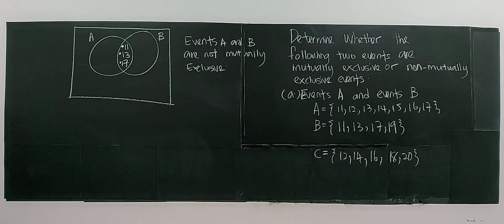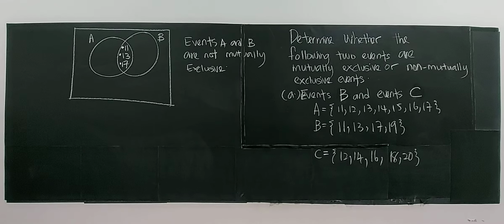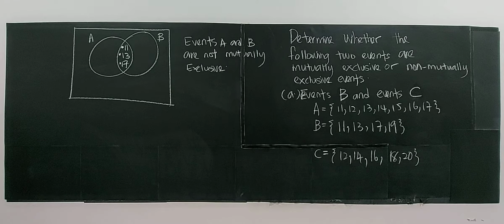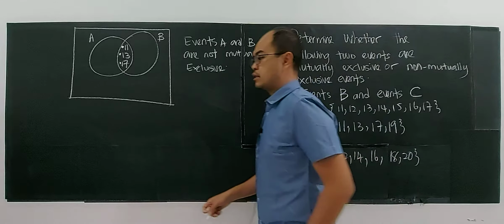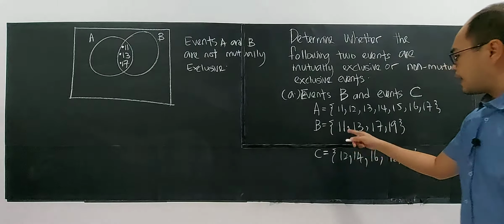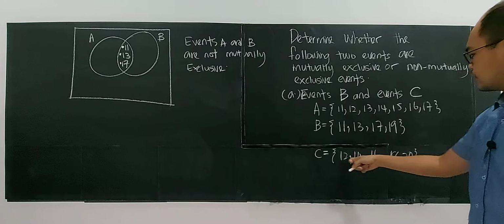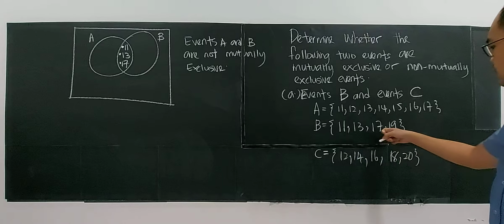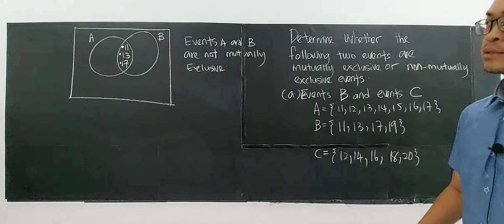All right, let's look at events B and C. Are these two mutually exclusive? Very simple, you can see from here: is there any element that they share? No. 11, there's no 11 here. 13, there's no 13 here. 17, no. 19 is not here. These two are not intersecting.